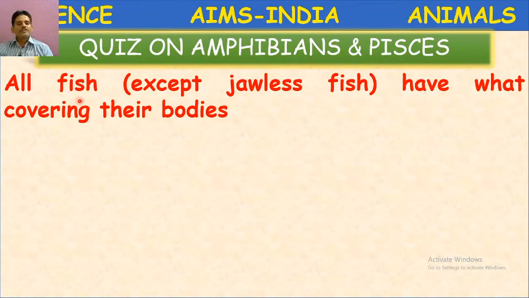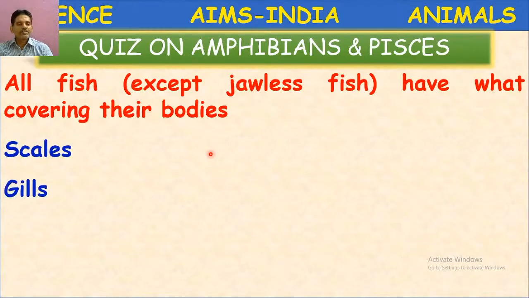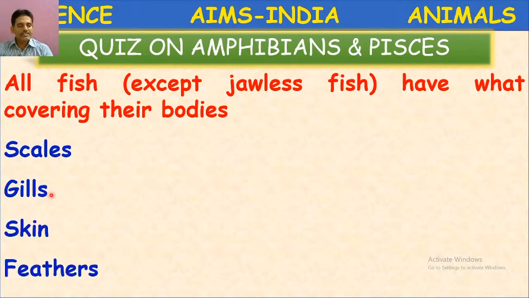All fish except jawless fish have what covering their bodies? All fish except jawless fish cover their body with scales, gills, skin, feathers. Very good. Scales. So fishes' body is covered by means of scales. There are different types of scales present, placoid scales, ctenoid scales, like that. So the scales.